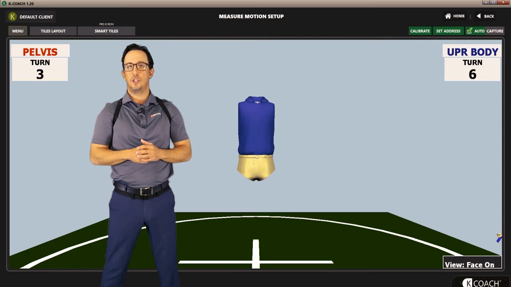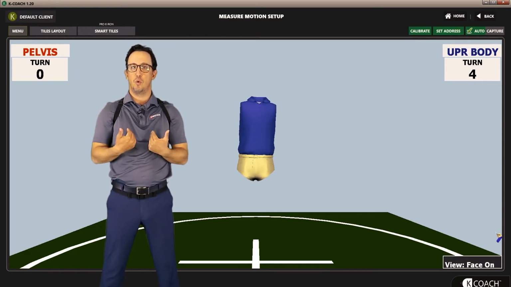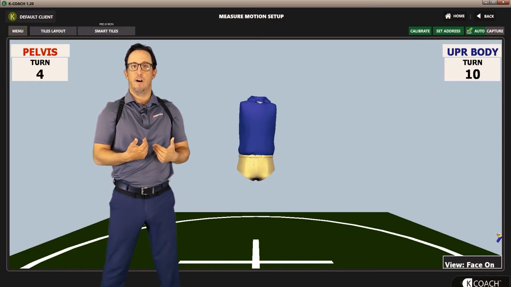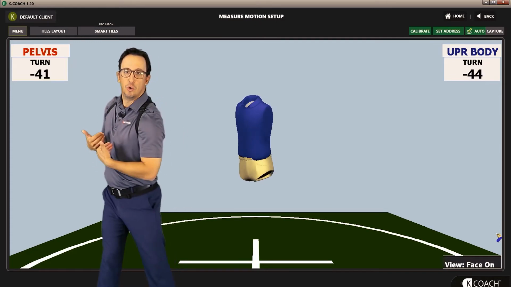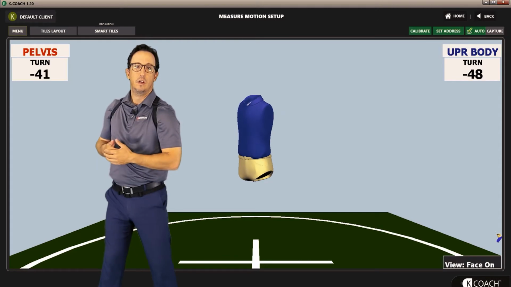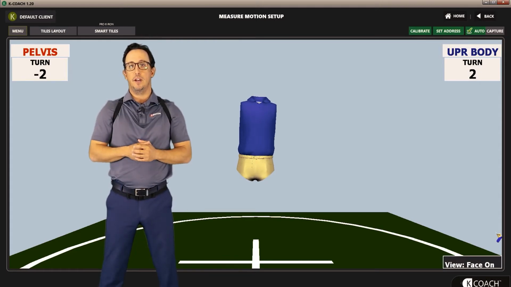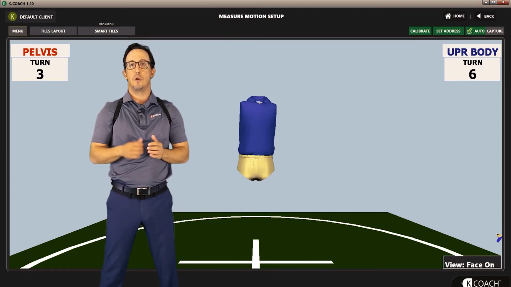Typically, we will want to see rotation numbers of the torso in the backswing of between 80 and 90 degrees, rotated close to the target line. Now, this is a pretty wide range and is directly related to the player's mobility and stability capabilities.